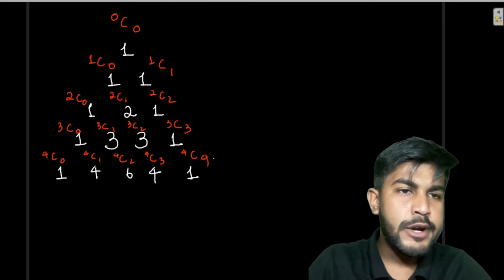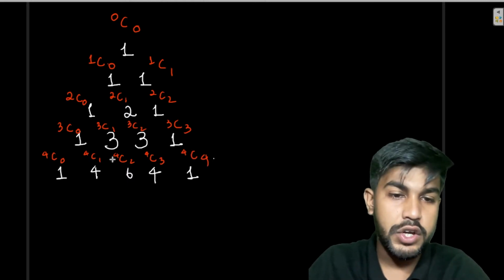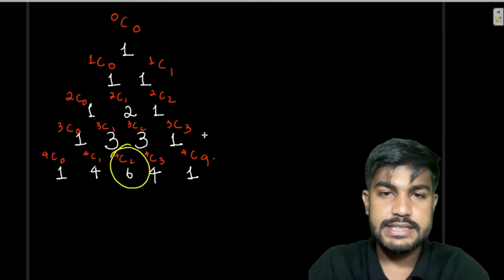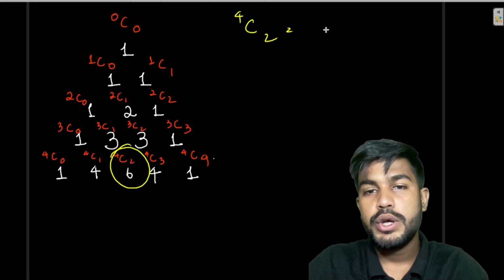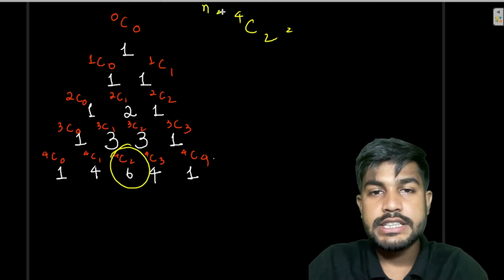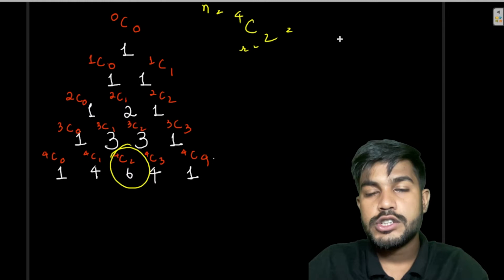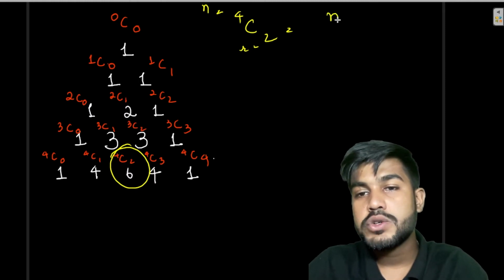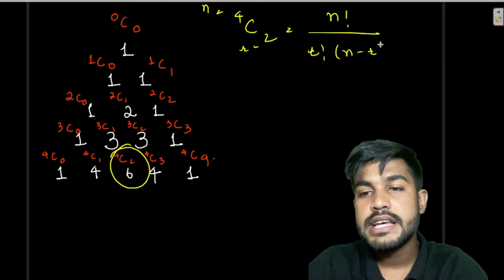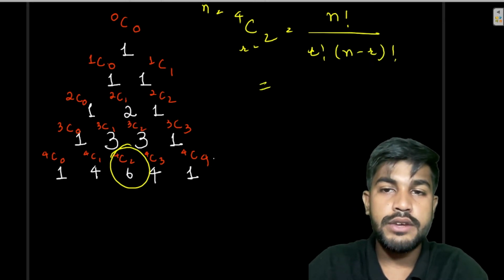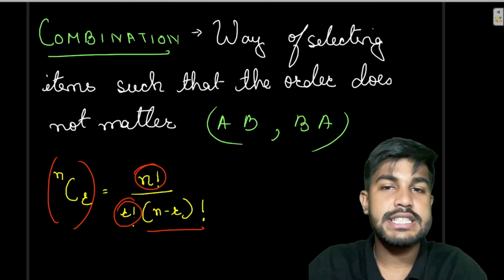Now let's take an arbitrary value to see if this is really working or not. Let's take this value, like 6. To calculate the value of 4C2, this is equal to n, this is equal to r. So the formula of nCr is n factorial divided by r factorial into n minus r factorial.